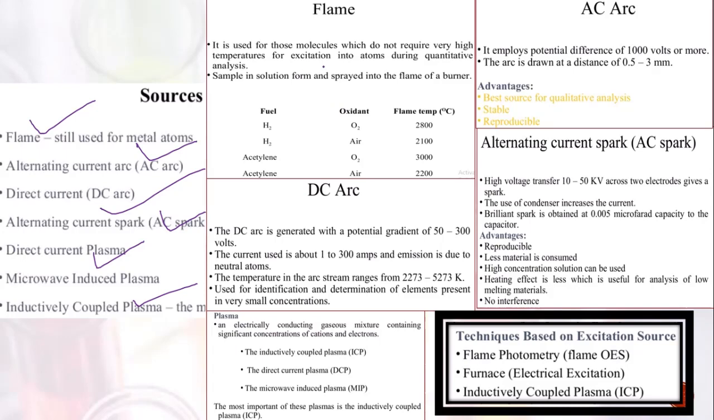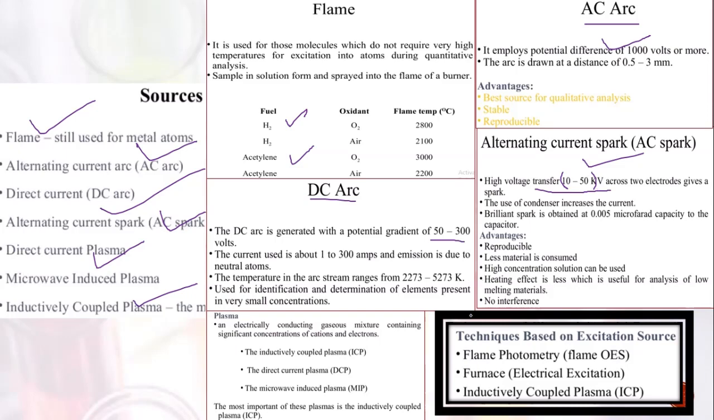Of course, for flame, we normally use flames such as hydrogen and acetylene. Then for direct current, it is generated with a potential gradient of 50 to 300 volts. For alternating current, we normally employ a potential difference of 1,000 volts or more. Then we have alternating current spark, where we use higher voltage compared to just alternating current, 10 to 50 kilovolts.